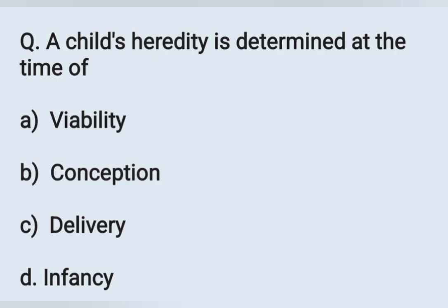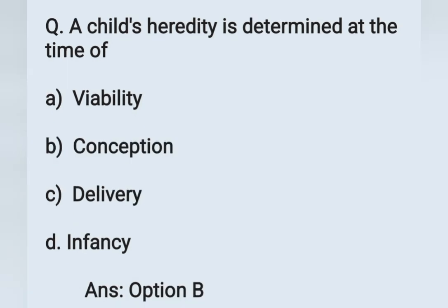Move on to the next question. A child's heredity is determined at the time of: option A viability, option B conception, option C delivery, option D infancy. A child's heredity is determined at the time of conception itself. So the correct answer is option B.